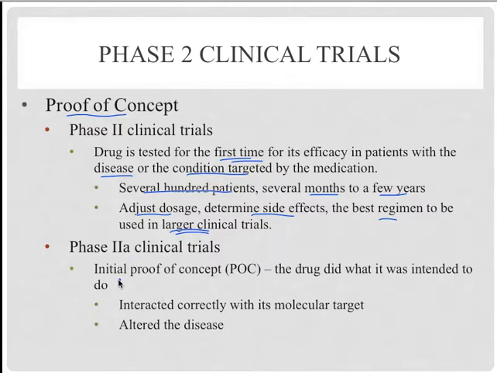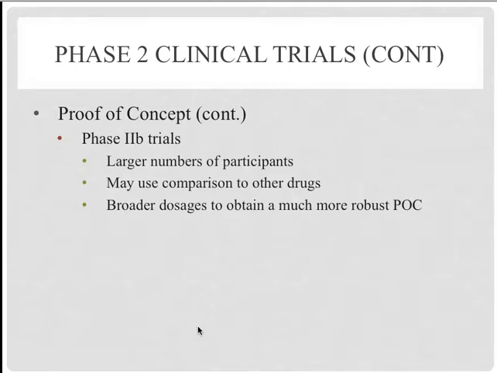In this initial proof of concept, okay, you're really proving the drug did what it was intended to do. Did it interact correctly with its molecular target? Did it alter the disease? And then phase 2B, larger number of participants. You may use that to compare to other drugs. And then there are larger, broader dosages to obtain a much more robust proof of concept.